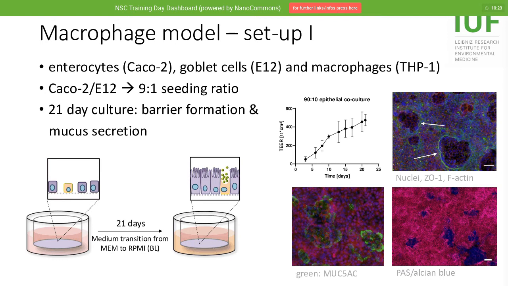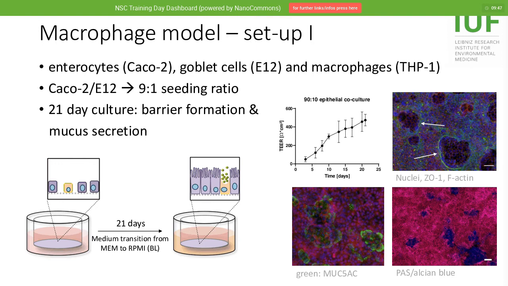So therefore, we are here talking about a triple culture model of enterocytes, goblet cells, and a macrophage-like cell type. When setting up this model, it can actually be divided into three individual stages. The first stage focuses on the epithelial co-culture that is seeded onto transwell filters. Here, CACO2 and E12 cells are seeded in a 9:1 ratio and then maintained for 21 days in culture to allow for barrier formation as well as mucus secretion.